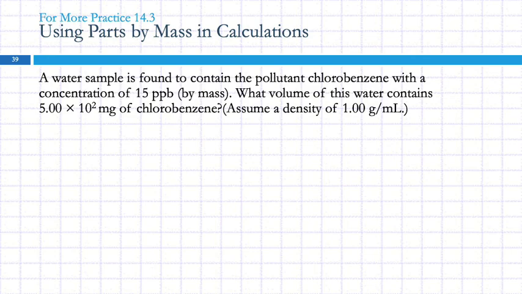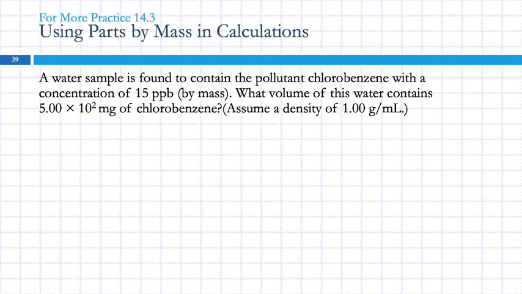So let's do this one. A water sample is found to contain the pollutant chlorobenzene with a concentration of 15 ppb by mass. What volume of this water contains 5 times 10 to the 2 milligrams of chlorobenzene? Assume a density of 1 gram per milliliter.